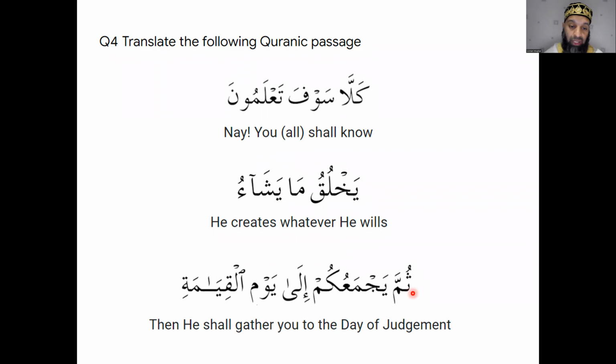Thumma, so we did this one. Thumma yajma'ukum ila yawm al-qiyamah. I missed out the kasra on the meem; there should be a kasra under the meem. So thumma yajma'ukum, just like that, outside of the Quran, means then he gathers you. But when it's ila yawm al-qiyamah, to the day of judgment, it translates as then he shall gather you to the day of judgment. So in this one, it's the context of the sentence. In this one, it's sawfa telling you it's the future. In this one, it's present tense.